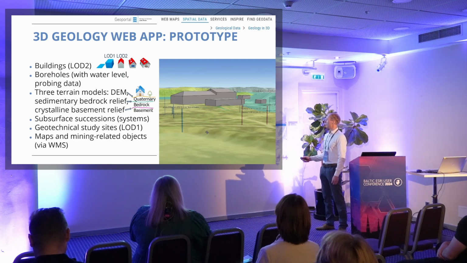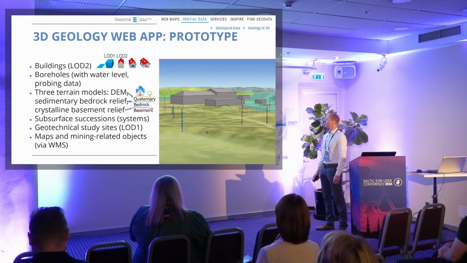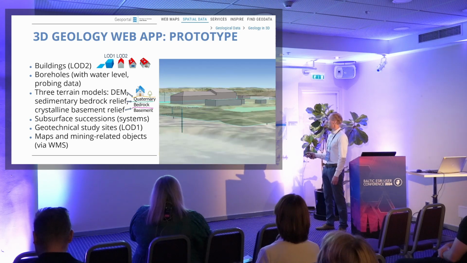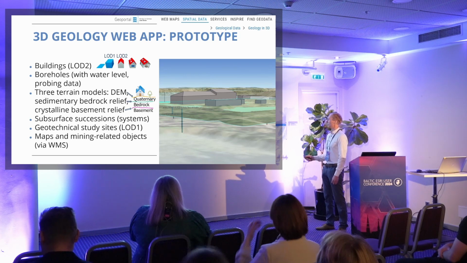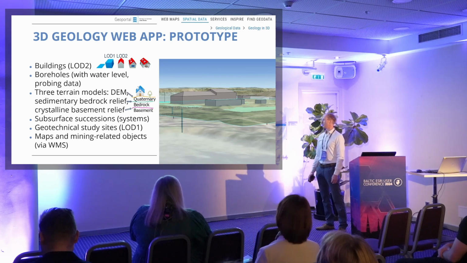The first one derives from LiDAR data, the present-day relief. Under this, we have the bedrock relief, and the lowest is the basement relief. And subsurface successions, Ordovician, Cambrian, and so on, just on the system level. And geotechnical study sites, if we add them, this polygon here is extruded downwards, down to 8 meters. So it's something like LOD1 level. And some WMS layers as well.